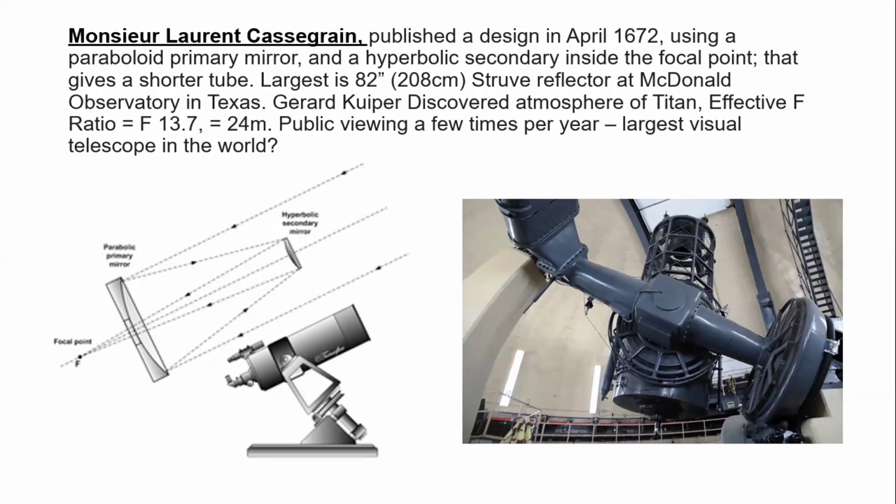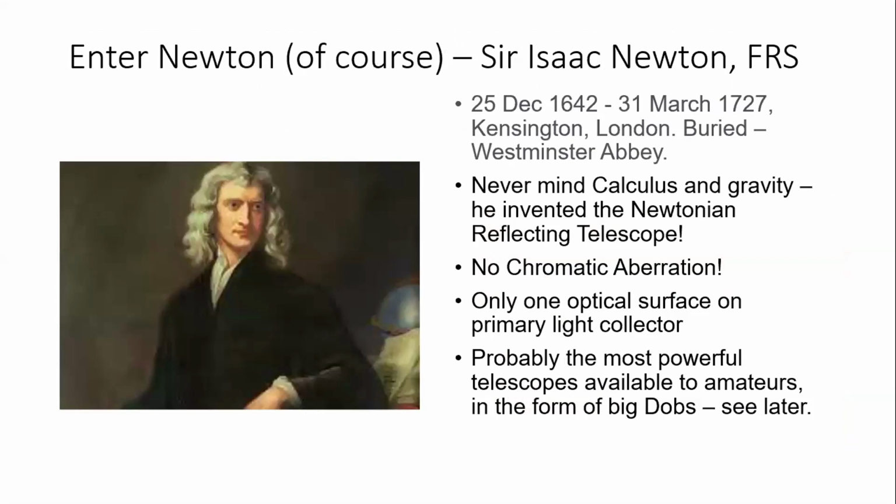And the biggest one that I know of, which was actually constructed, is that one there, the Struve reflector at McDonald Observatory in Texas, which is 82-inch or 208 centimeter diameter. So pretty big. And one point I'll make about that, it is said there is public viewing at that telescope a few times per year, and some people say that is the largest visual telescope in the world. In other words, you can put an eyepiece at the back end and have a look through it, but we'll see competing claims for that later on, and I honestly don't know which is best.